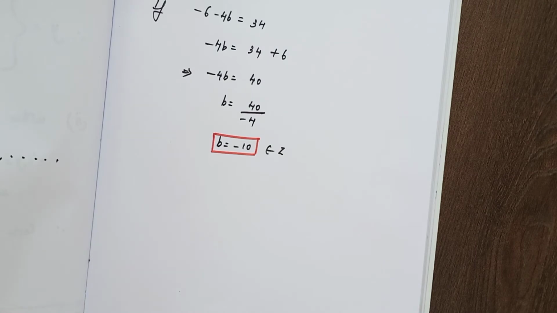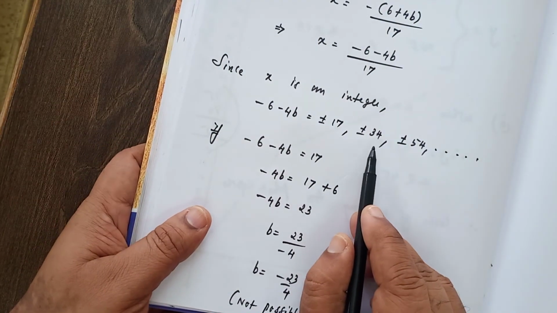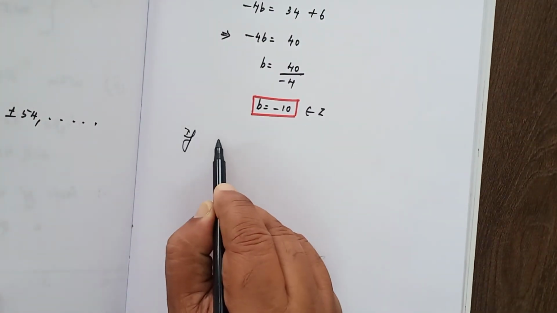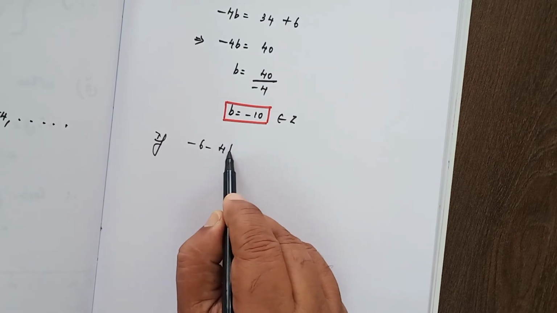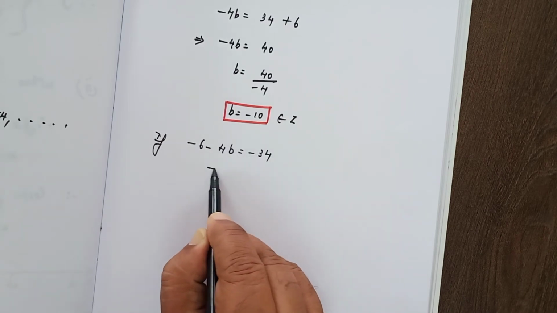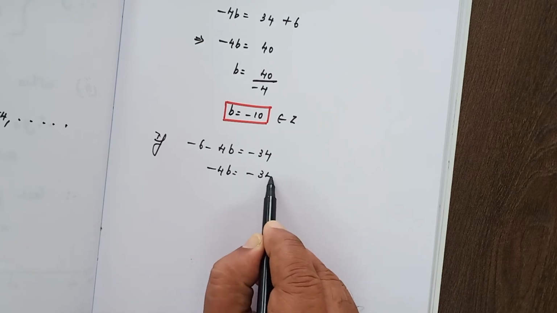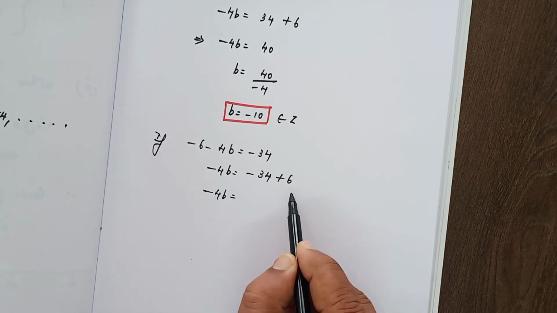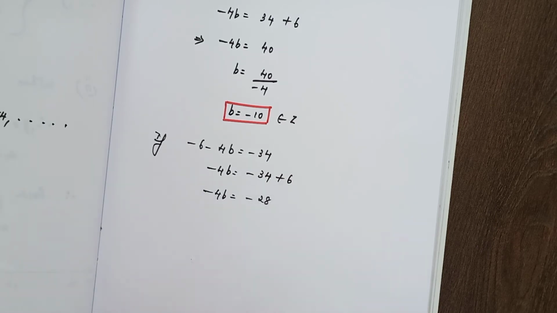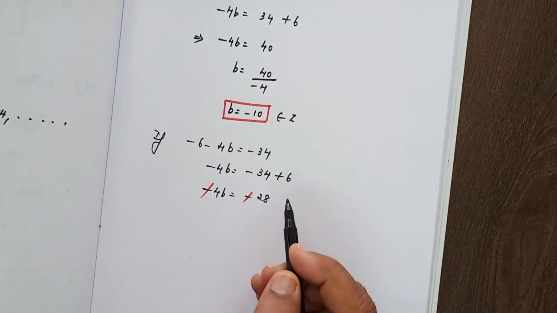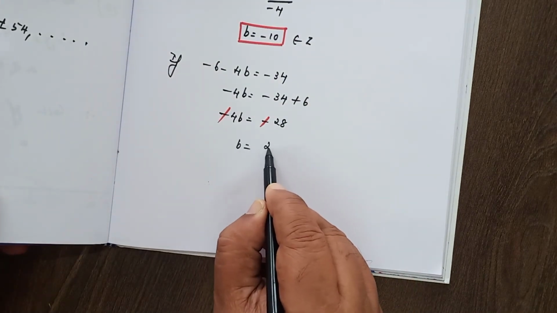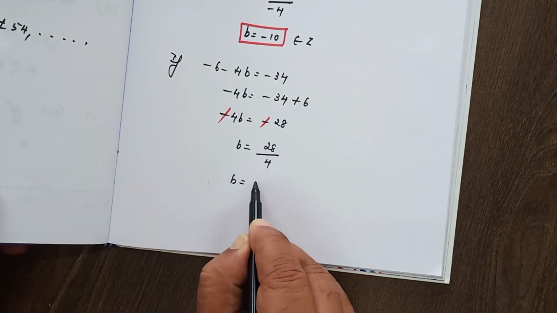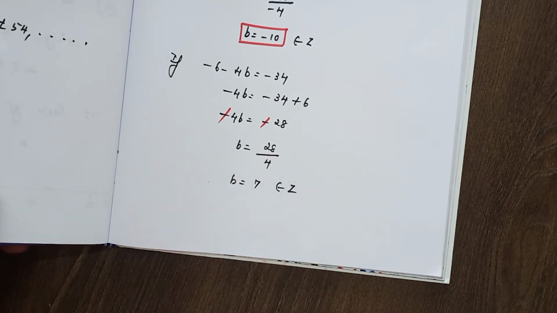Okay, now I take minus 34. Minus 6 minus 4b equals minus 34. Minus 4b equals minus 34, and the 6 comes to the right hand side as plus 6. Minus 4b equals minus 34 plus 6, that is equal to minus 28. Here also the minus signs get cancelled, and b equals 28 divided by 4, so b equals 7. It belongs to the integers.